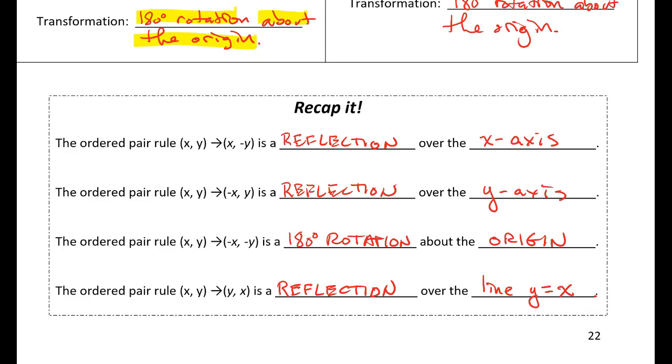So this is an important summary for you. You know, this is what I'm going to expect you to be able to tell me and figure out when we take the assessment. Again, if you have any questions, make sure you get those answered, and we will see you in the next video.